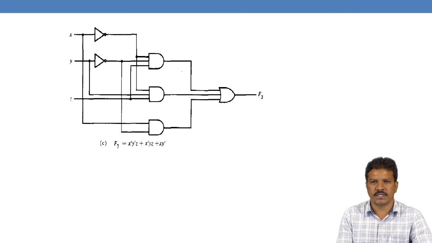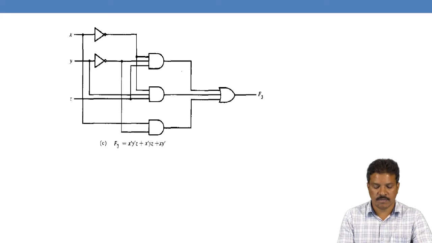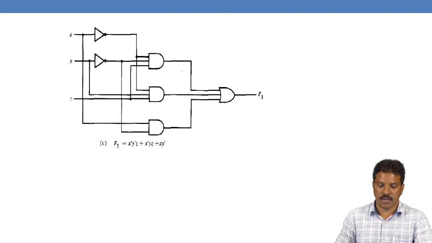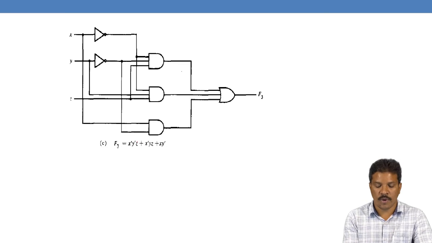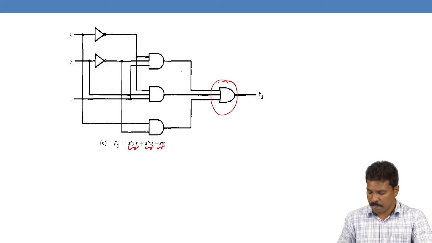Similarly, this is the 3-level gates: x bar y bar z plus x bar y z plus x y bar. So how many product terms are there? But these are connected to a single OR gate.